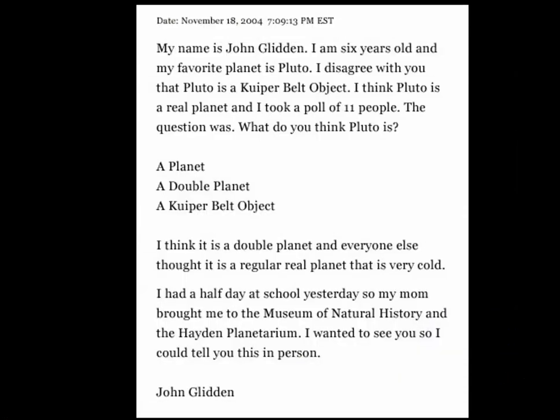My name is John Glynn. I am 6 years old, and my favorite planet is Pluto. I disagree with you that Pluto is a Kuiper Belt object. I think Pluto is a real planet, and I took a poll of 11 people. The question was, what do you think Pluto is? A planet? A double planet? A Kuiper Belt object? I think it is a double planet, and everyone else thought it a regular real planet that is very cold. I had a half day at school yesterday, so my mom brought me to the Museum of Natural History and the Hayden Planetarium. I wanted to see you so I could tell you this in person.